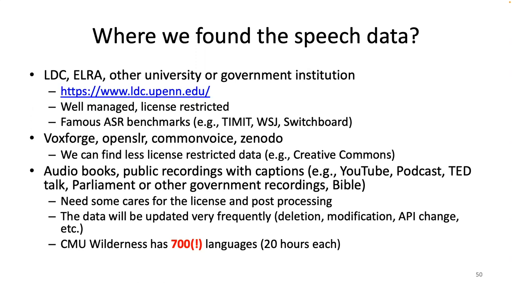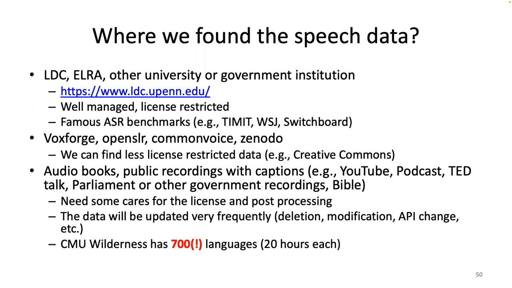Switchboard is the one that I played last time. These are released through the LDC, Linguistic Data Consortium, inside the University of Pennsylvania. And this is well managed, but actually has a license restriction. So now people are moving more toward open science. And people started to put out other, less license-restricted data.